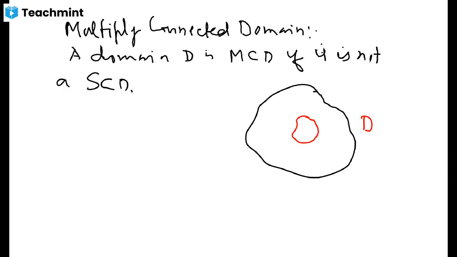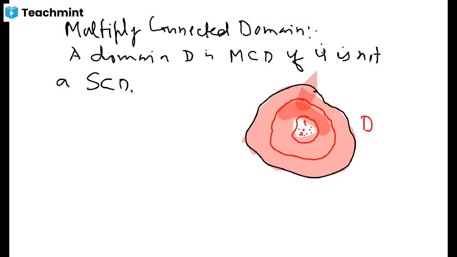Because the points lying within the interior of this red contour are not part of the domain D. And if you take any contour here, for example this one, then this contour doesn't enclose only points of D. It also encloses points which are not part of D. For example, these points are not part of the domain D. So such ring-shaped domains are not simply connected, they are multiply connected domains. Indeed, any domain which has holes in it is a multiply connected domain.